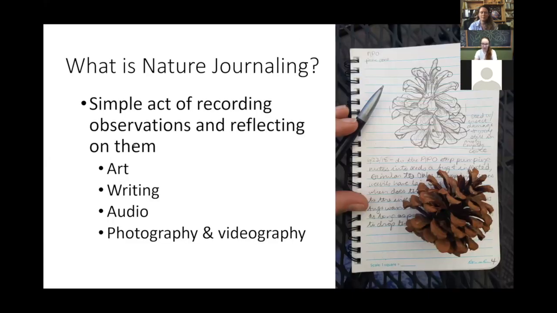So nature journaling is really just observing the world around you and recording that observation down, and any reflections that come up as you observe. It is as individual as each of us. So really, journal however you want to journal. But it usually involves art and writing, which is what we'll be focusing on today. But you can also take audio recordings, you can take photographs and videos. And really it's just a process of slowing down and looking at the world around you.